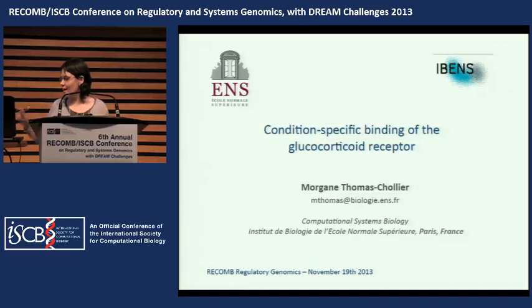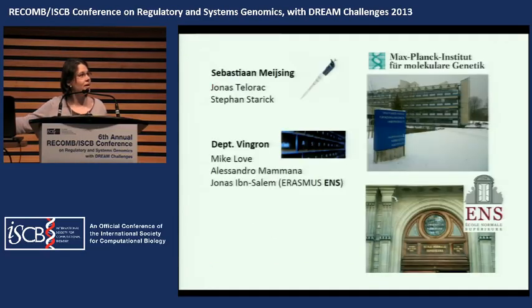I'm not going to speak about nucleosomes, but I'm going to speak more about the glucocorticoid system that we're using to analyze binding specificity. So first of all, this work is actually a collaboration between an experimental group at the Max Planck Institute for Molecular Genetics in Berlin, Germany. It's the group of Sebastian Meissing. And the computational part is achieved by people from the Vingron department in the same institute where I used to be for my postdoc.